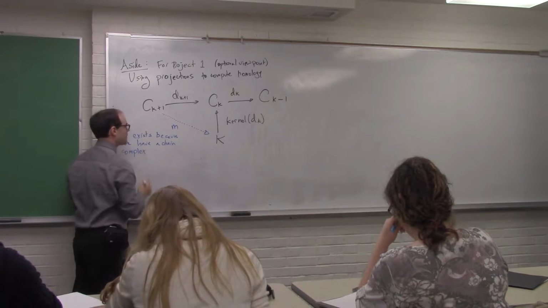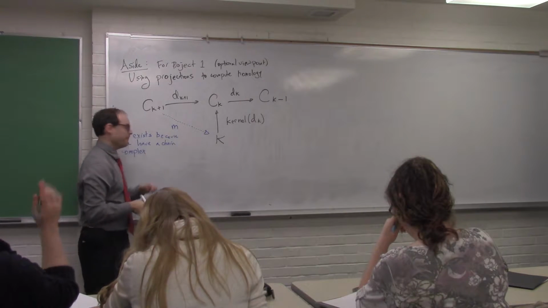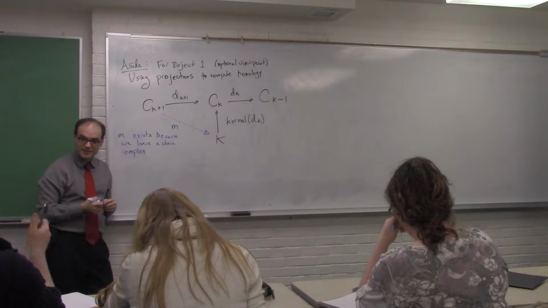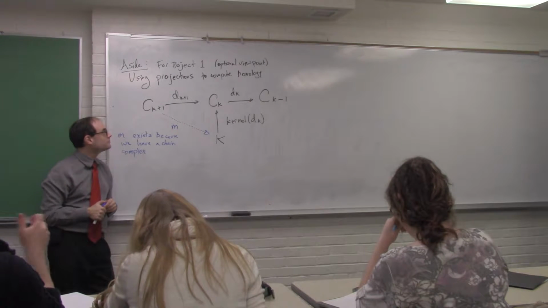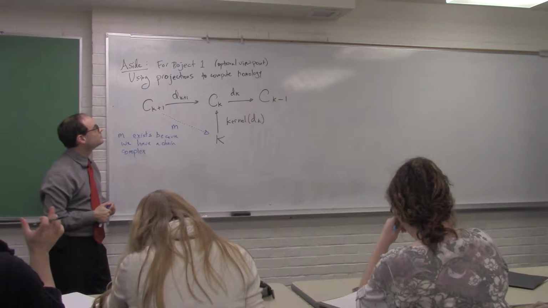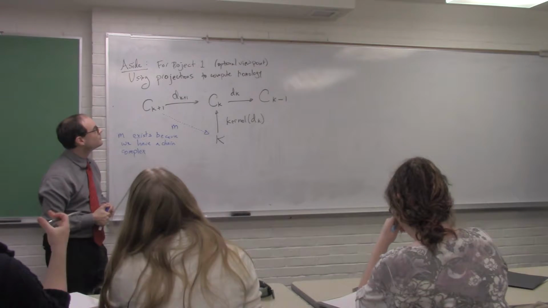Now, how do I find M? Sorry, so we know that the image lies inside the kernel because all adjacent compositions of two matrices have to go to the zero matrix? Yes, precisely.